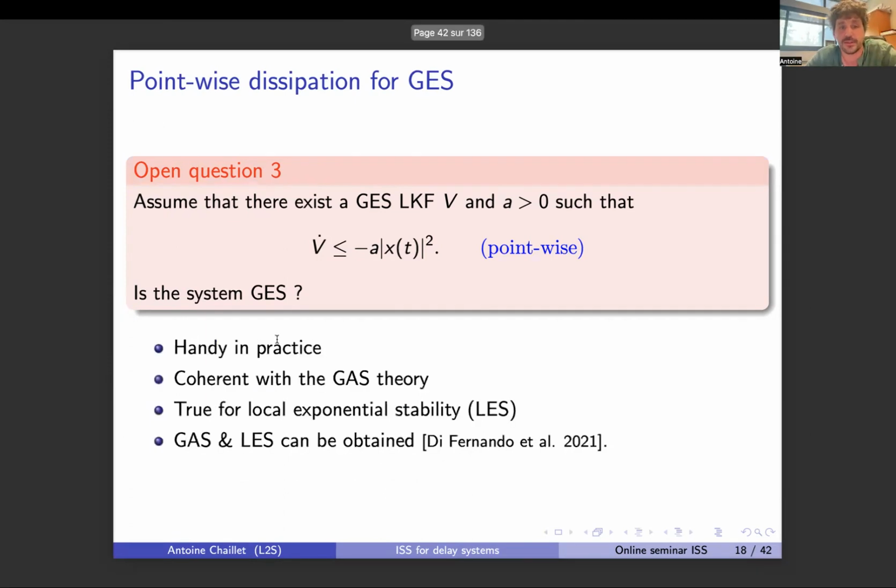I think it would be very nice to solve it because, as I said, it's much handier in practice to get just x of t in the dissipation rate. And also it will be coherent with the global asymptotic stability theory, for which a pointwise dissipation is indeed enough. One consequence of a result I will show you after is that this is indeed true when you focus on local exponential stability, meaning that if you require this only on a ball around the origin, then this pointwise dissipation does ensure local exponential stability. And since it also ensures global asymptotic stability, if you require it everywhere, then you can have GAS and local exponential stability. There is a paper by Pierdomenico and Di Ferdinando in 2021 about this.